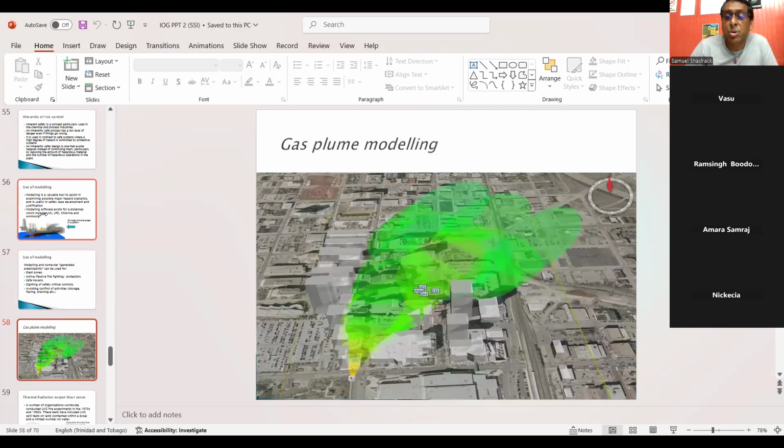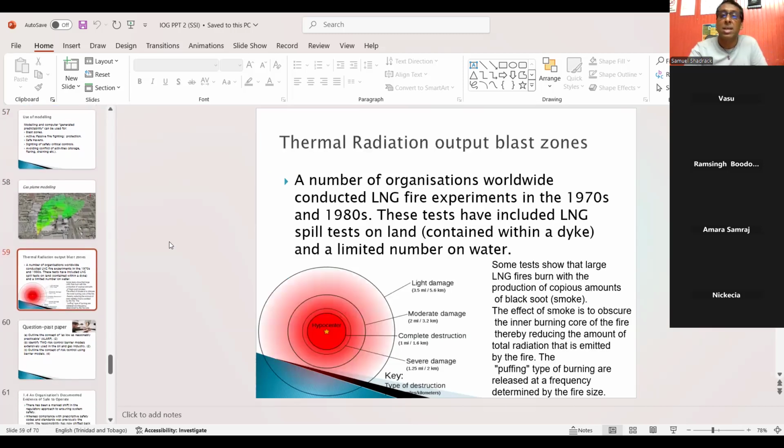Here we have gas plume modeling, basically looking to see where the gas plume is going to affect. And then all of this is going to influence, of course, your hazard preparedness, your hazard prevention, and lead to things like a better plan in the event of an emergency. Thermal radiation output blast zones.